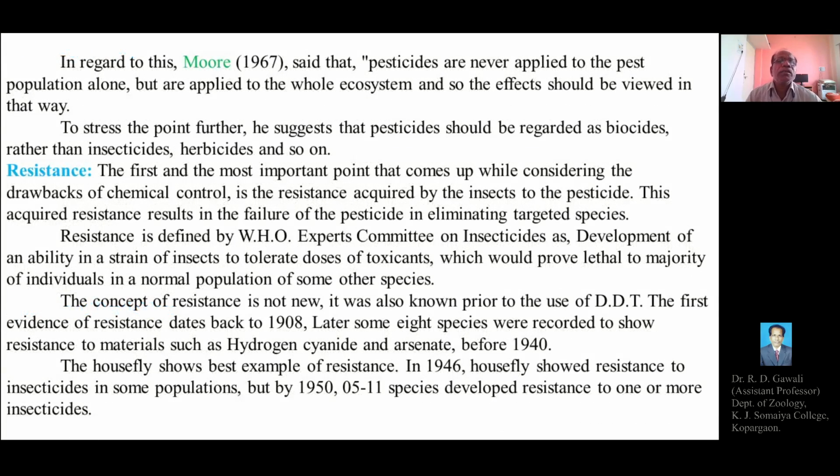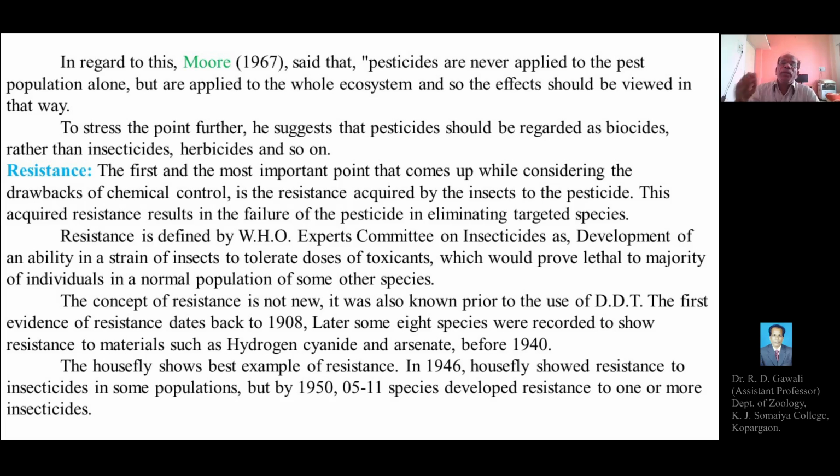So in regard to this, Mori in 1967 said that pesticides are never applied to the pest population alone. So according to Mori, his argument was that pesticides are never applied to the pest population alone, but are applied to the whole ecosystem, and so the effects should be viewed in that way. To stress the point further, he suggests that pesticides should be regarded as biocides rather than insecticides, herbicides, and so on.